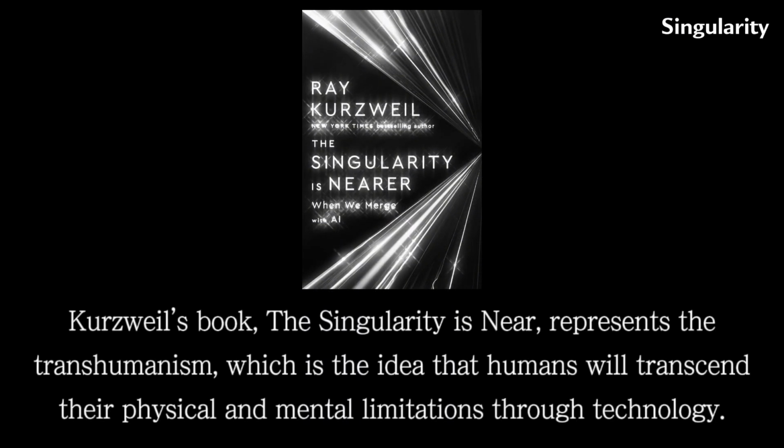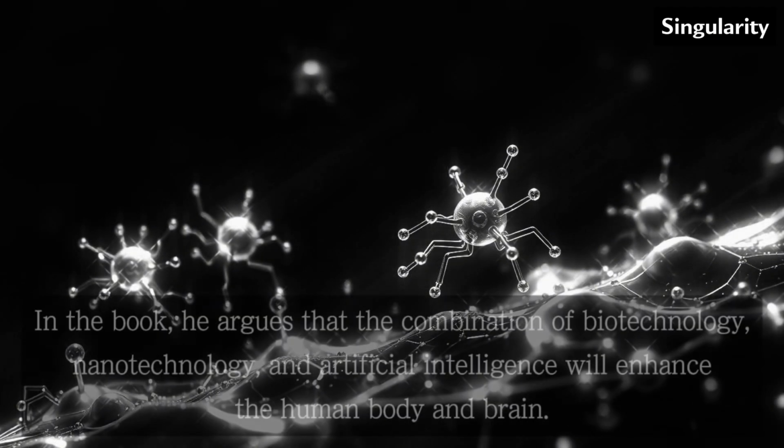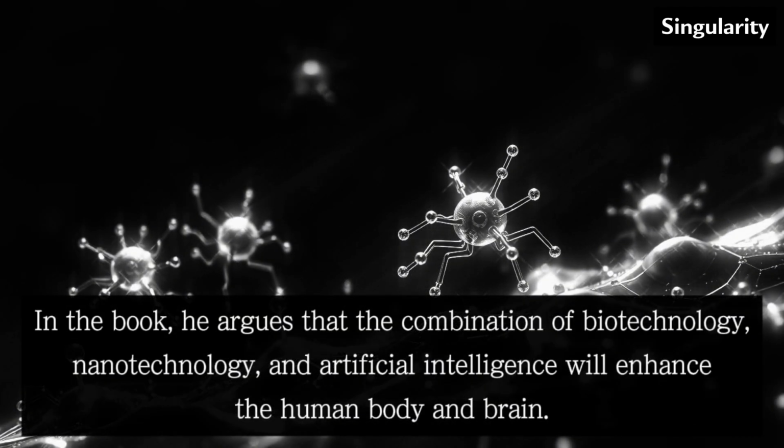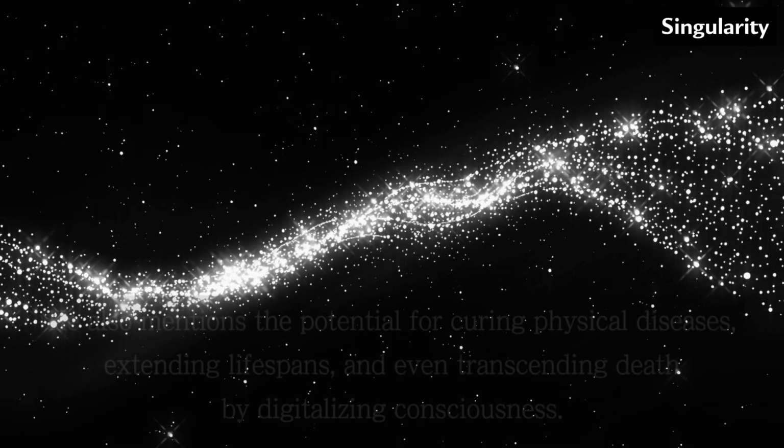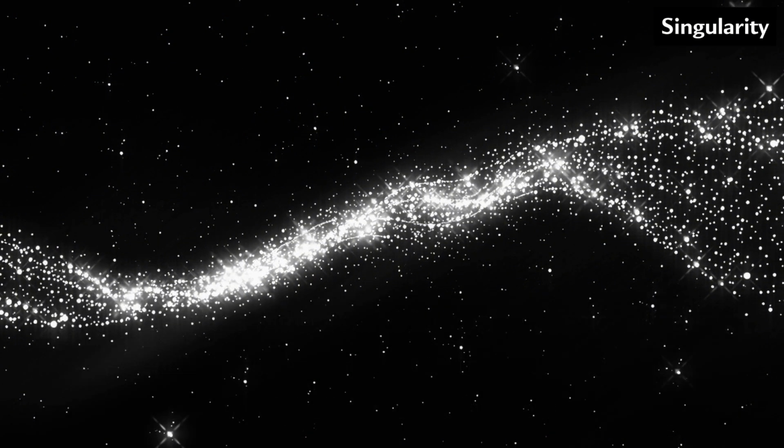Kurzweil's book, The Singularity is Near, represents transhumanism, which is the idea that humans will transcend their physical and mental limitations through technology. In the book, he argues that the combination of biotechnology, nanotechnology, and artificial intelligence will enhance the human body and brain. He also mentions the potential for curing physical diseases, extending lifespans, and even transcending death by digitalizing consciousness.